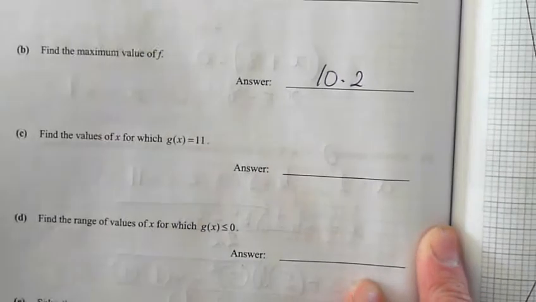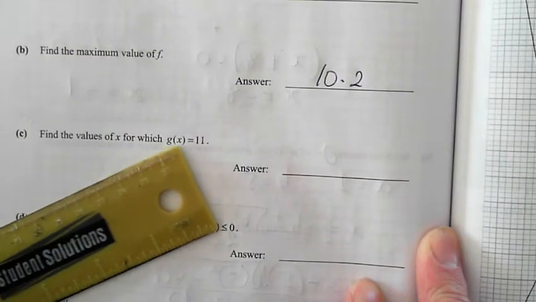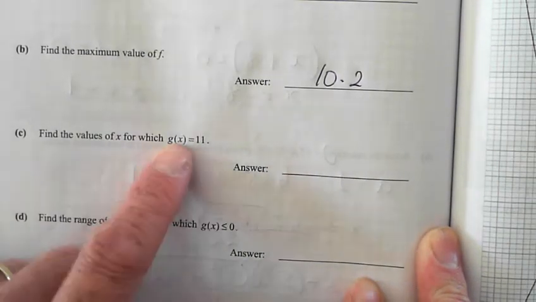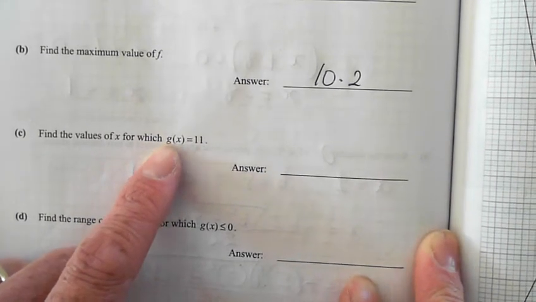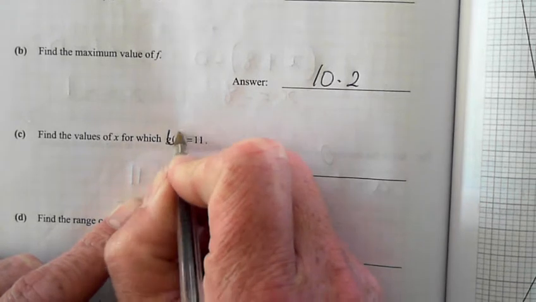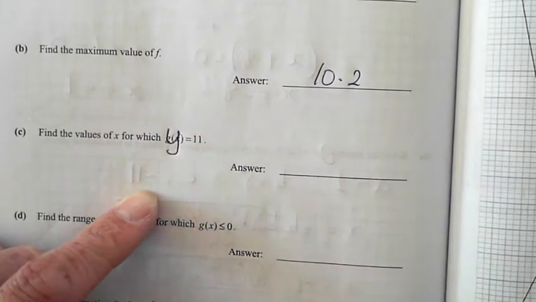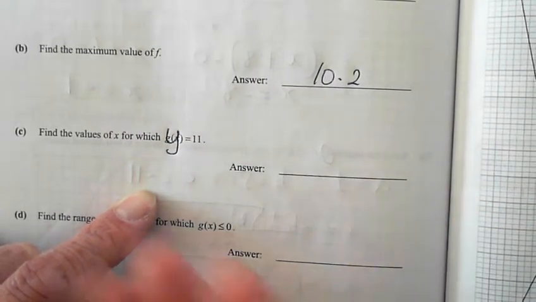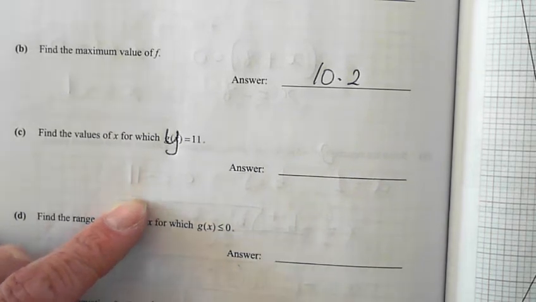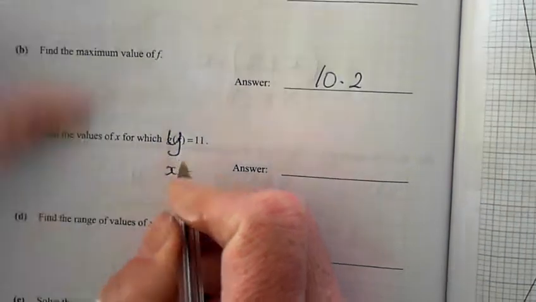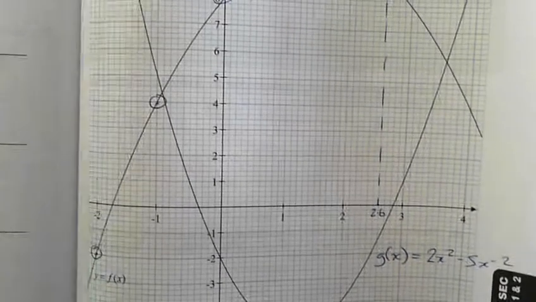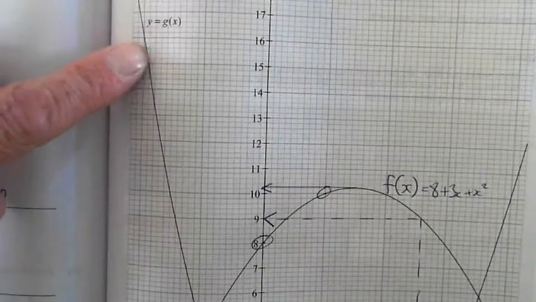The next one. Find the values of x for which g of x is equal to 11. If it's written g of x, what's another word for g of x? Y. So I'm given a y value. Y is equal to 11. If they give me y, I'm looking for x, aren't I? But it said g, so which graph are we talking about? There's g, the one that curves down.